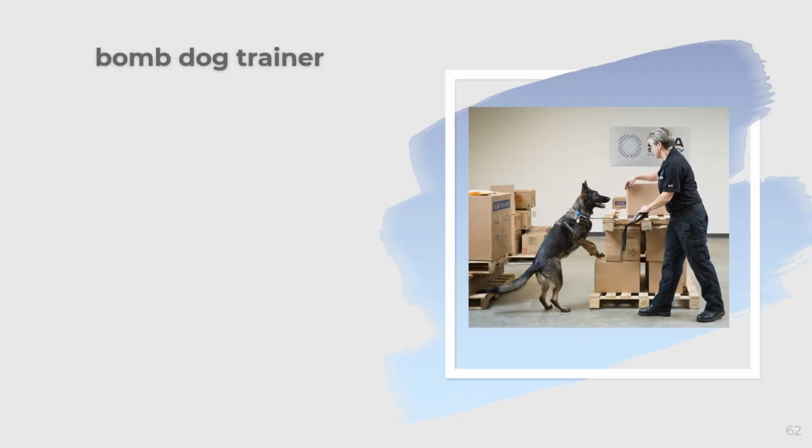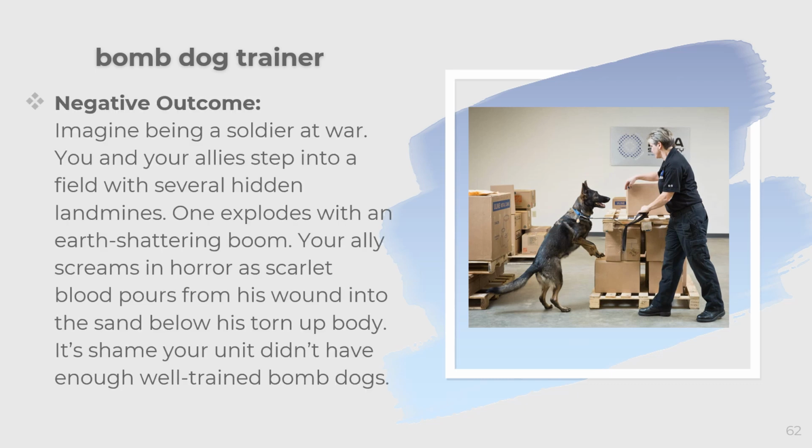So let's go to a negative outcome visualization. So remember that for a negative outcome, you're proving that something will go badly if there's not enough people who can do the job that is your topic. So this is the one I wrote.